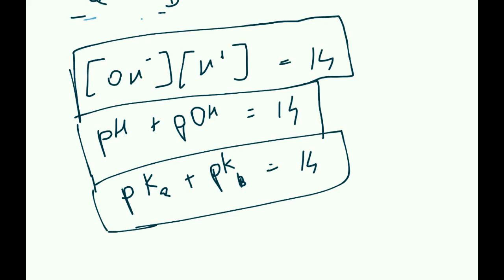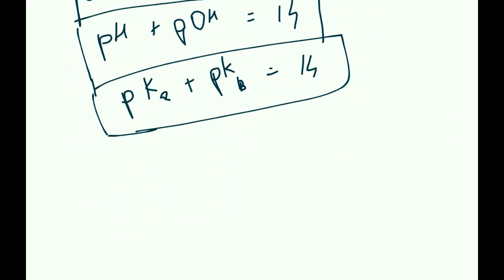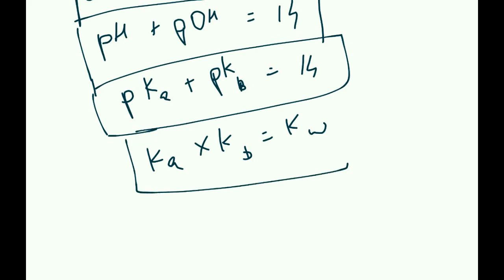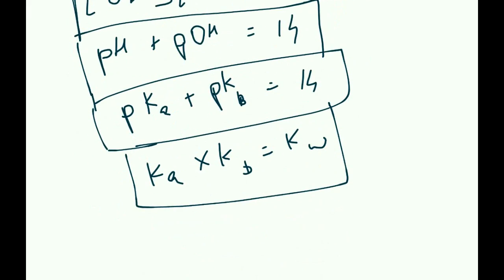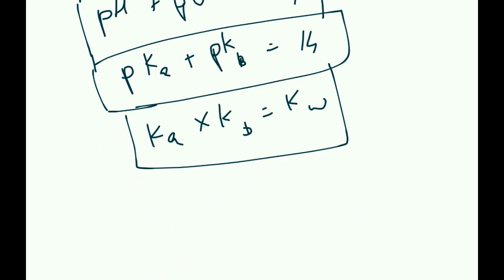Also, there's one more: Ka into Kb is Kw. And Kw is not 14, it's 10 to the power minus 14, guys. So Kw is 10 to the power minus 14. That's one more thing you should remember, just something to sum it all up before we leave.